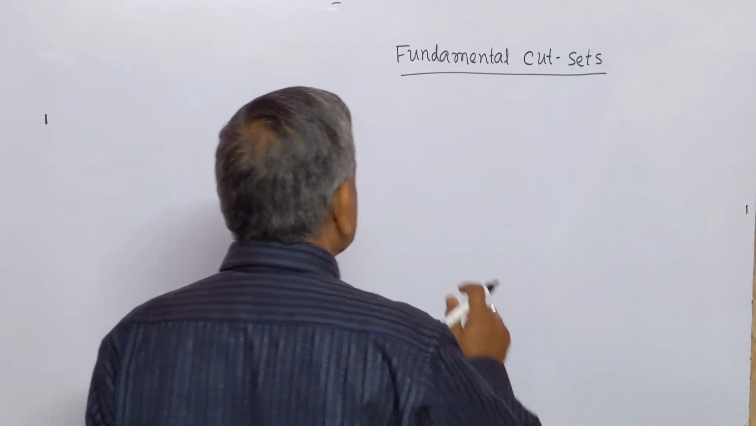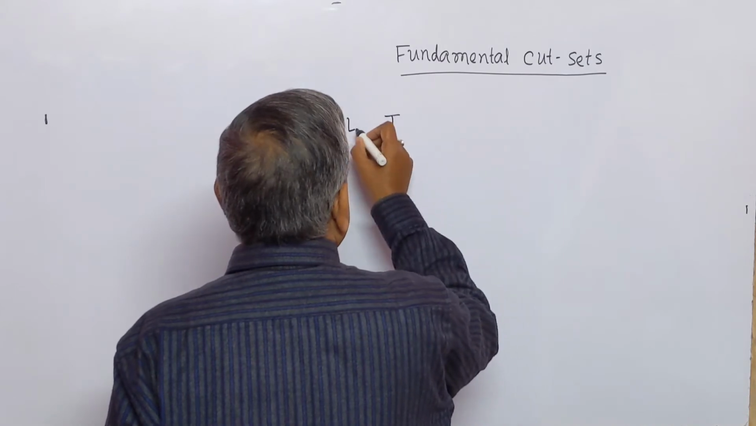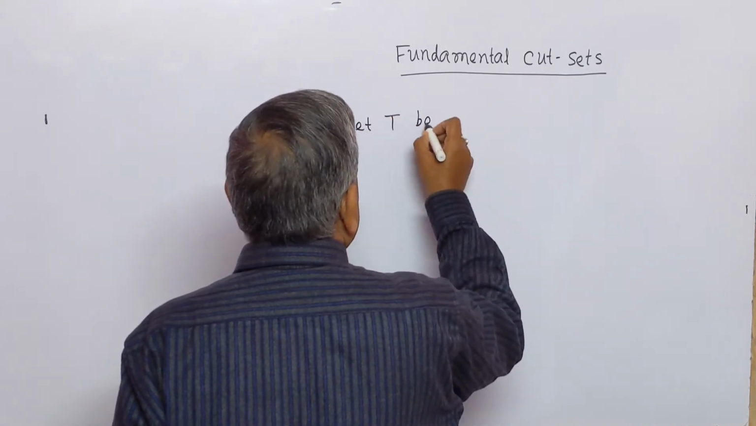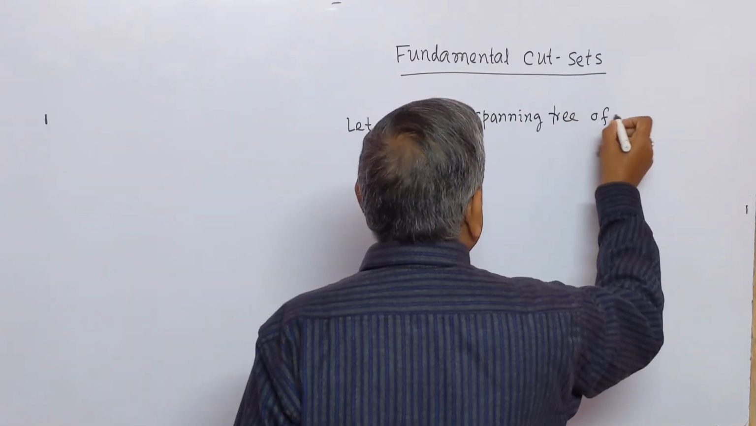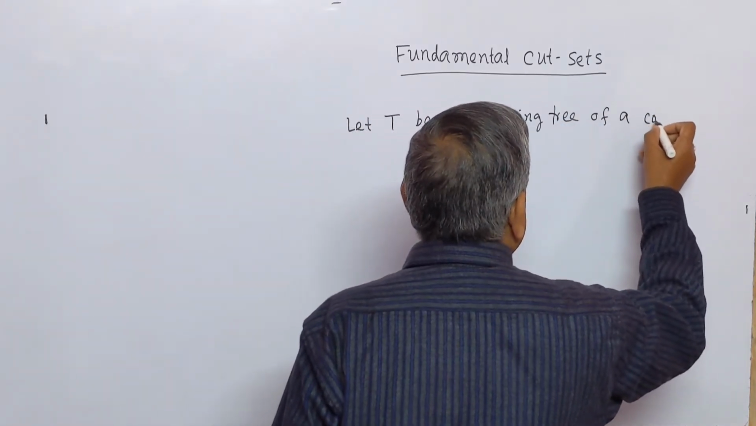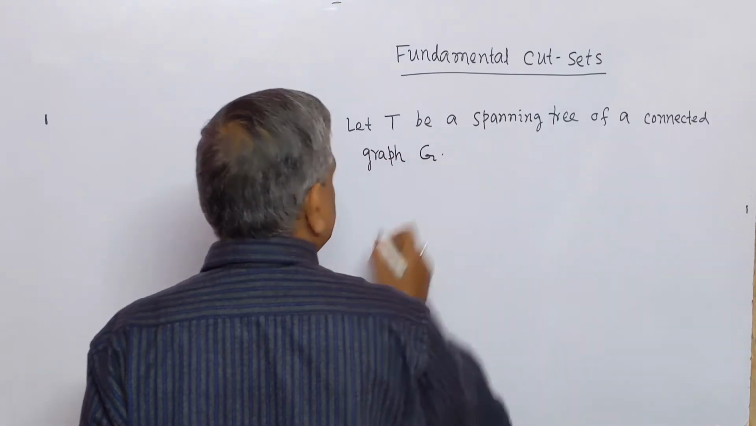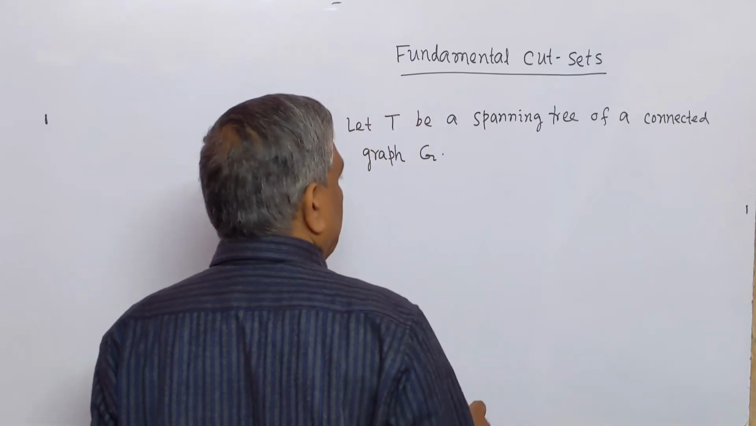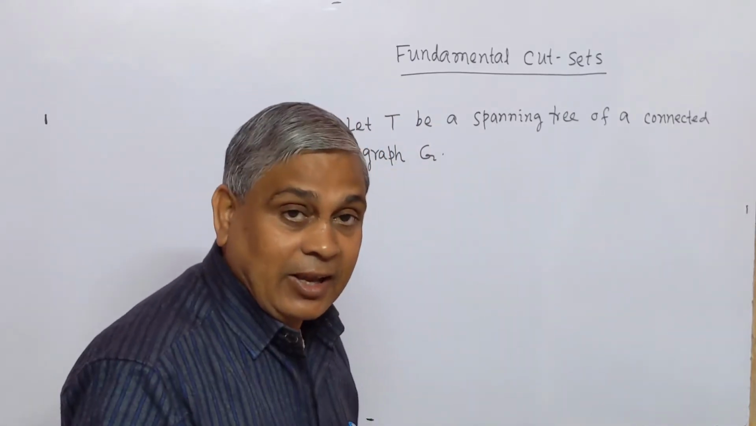Let T be a spanning tree of a connected graph G. Spanning tree T is a tree.